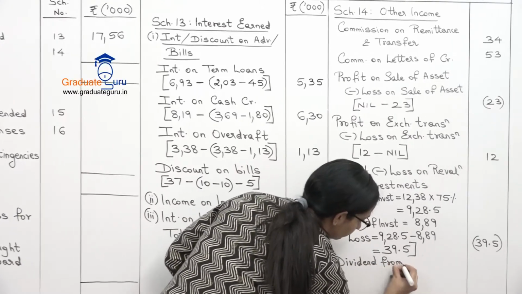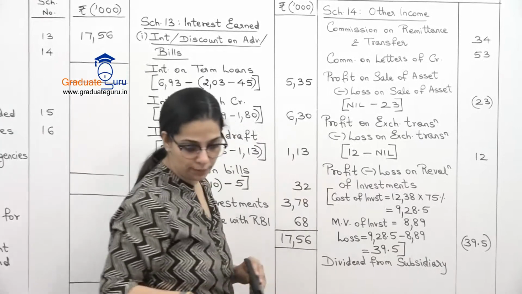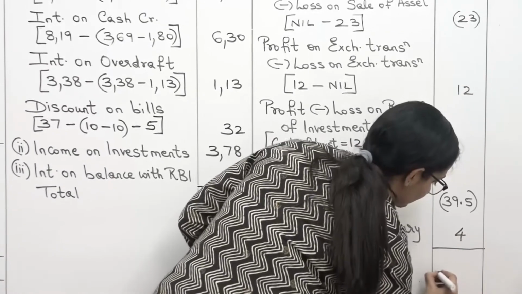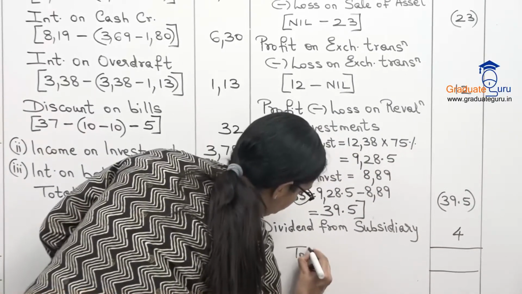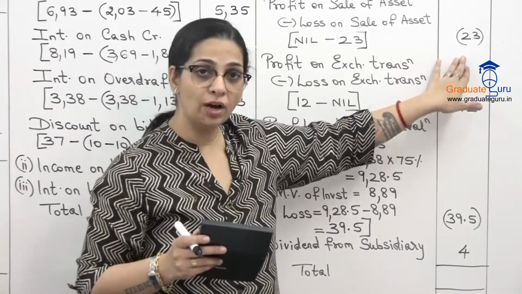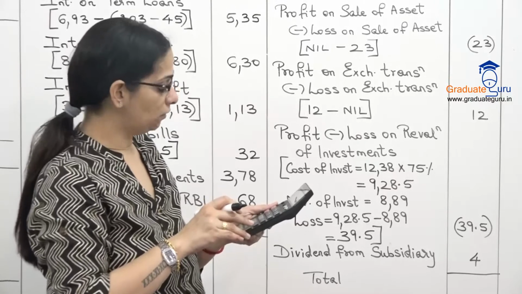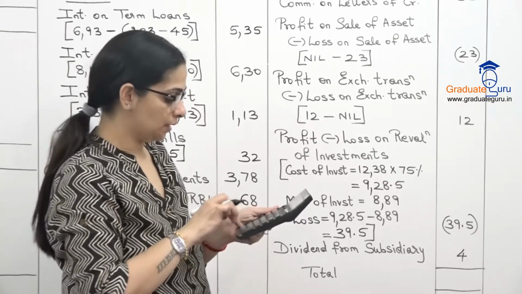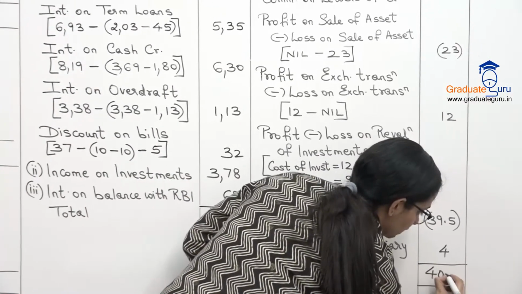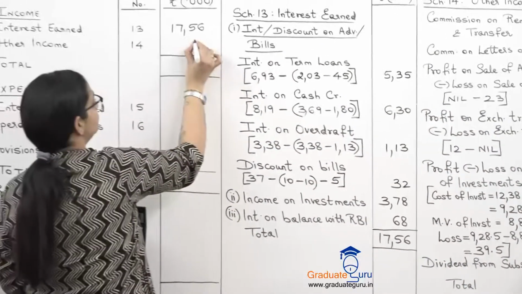Dividend from subsidiary, and that is directly our income, which will be a positive amount, and that is 4,000. Let's take a total of this. This will be our total of other income. So where there is negative, जहाँ पे loss है, वहाँ पे हम minus कर देंगे. So 34 plus 53 minus 23 plus 12 minus 39.5 and plus 4, we get 40.5. So I'll bring that to my P&L over here.